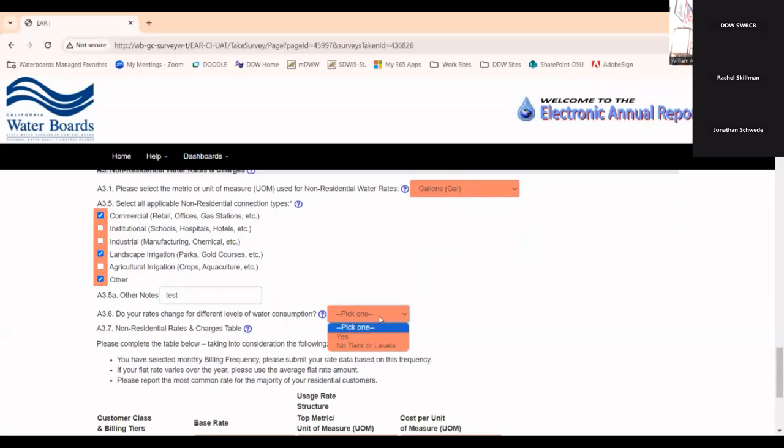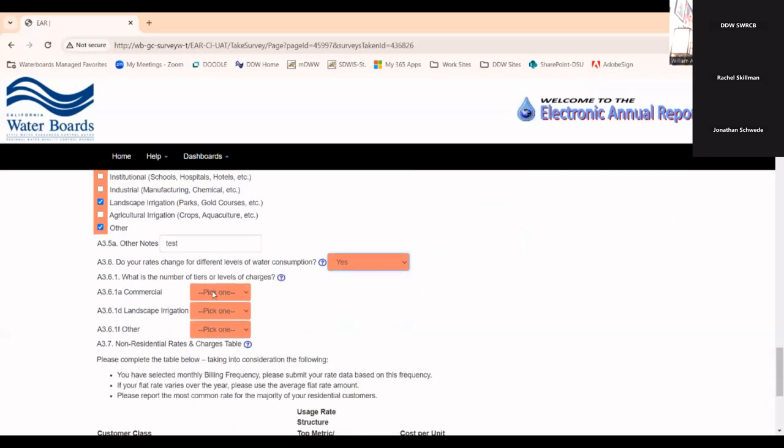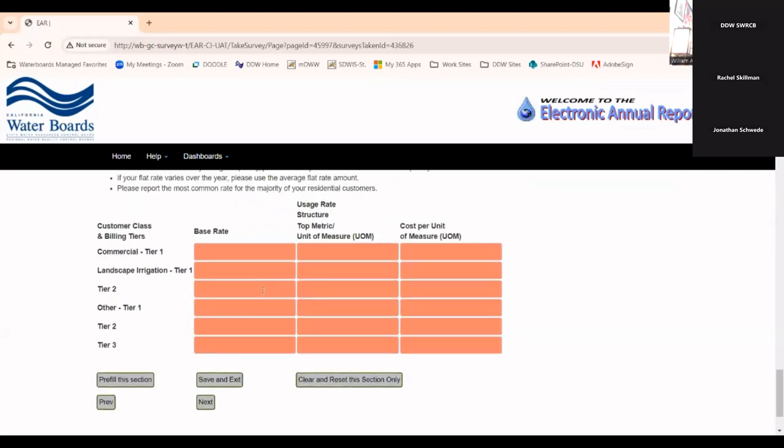A3.6 is basically asking you if you have a variable rate structure. So we could say yes, unless you just charge everyone the same, no matter how much water they're consuming. And depending on which kind of non-residential customers you selected, it'll provide a box for you to determine the number of tiers of charge that you have per customer type. So we can say for commercial 1, for landscape we'll do 2, and for other we'll do 3. And as you can see, that affects the table below. Depending what number of tiers you have, you'll see different levels of cells that are available for you to fill out information. So for our commercial, we'll just use the same example, $100 base rate, 100 gallons as the maximum tier of consumption, and the costs per unit of measure.